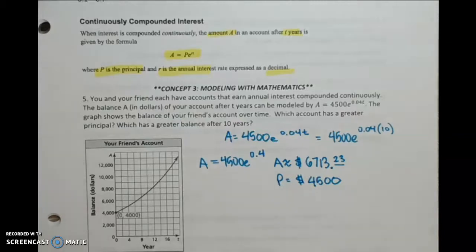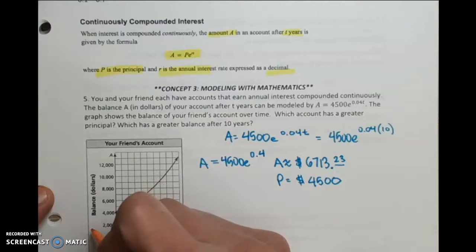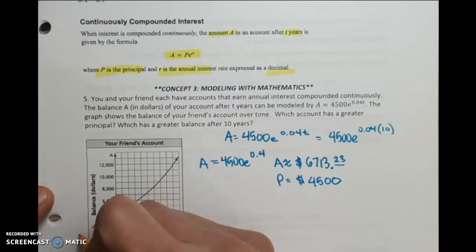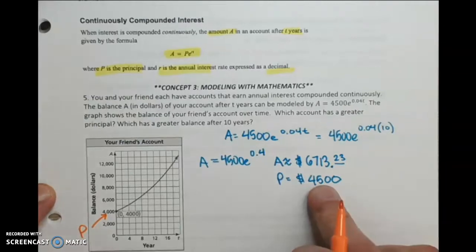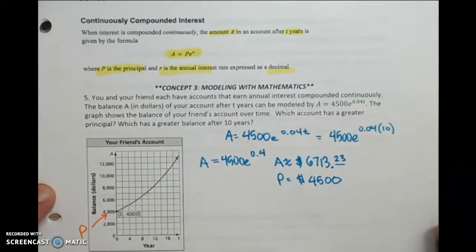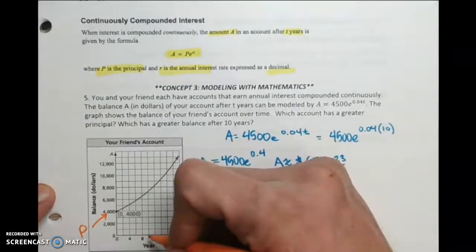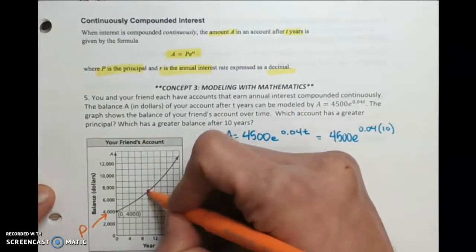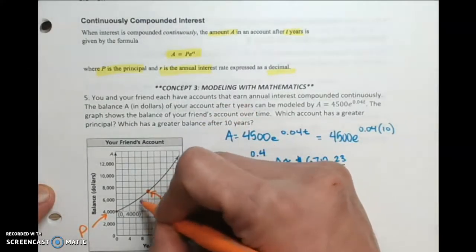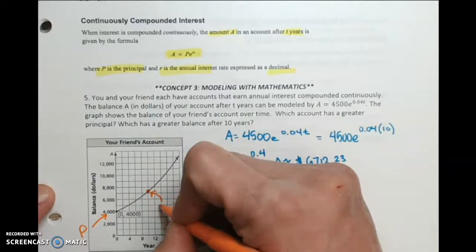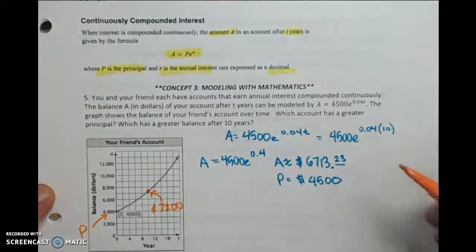Okay, my friend. Well, I can see the principal is right here. That's where it starts, at $4,000. There it is. So I have a larger principal than my friend. The next question is at 10 years, right there, how much do I have? I'm not totally sure, but there's 6,000 and it has to be over 7,000. I'm going to say about $7,200.